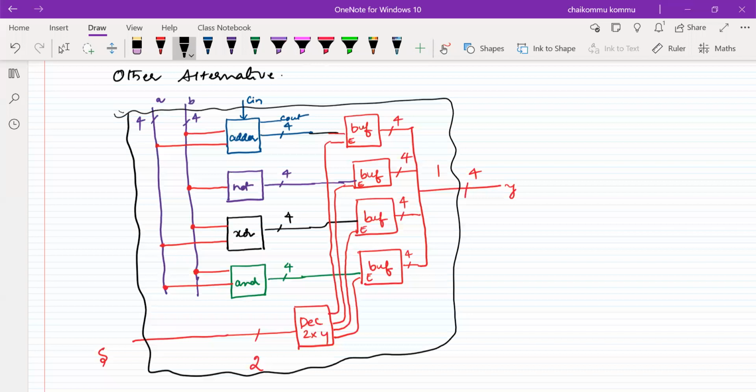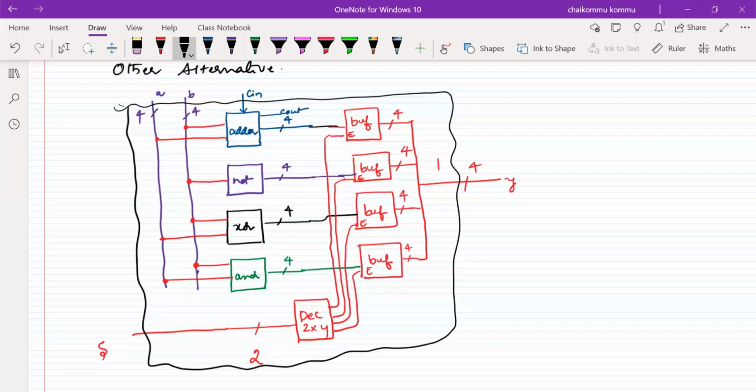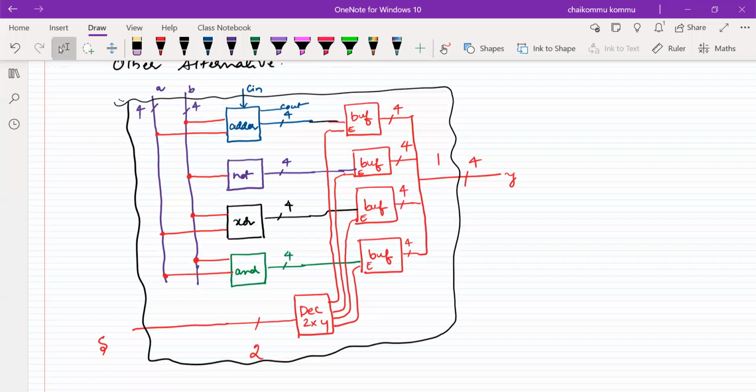Now, as all of you know, if you want to write this particular one, each and every block we know very well. The 4-bit adder that we have seen in the previous class, and we have seen XOR, we have seen NOT, and buffers also we have seen. 2 by 4 decoder also we have seen. We just have to call those names in order to construct a 4-bit ALU.